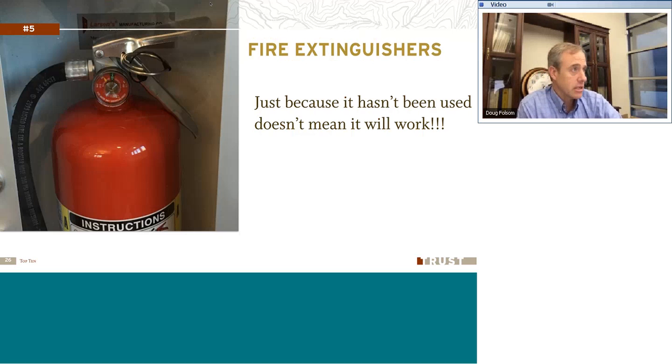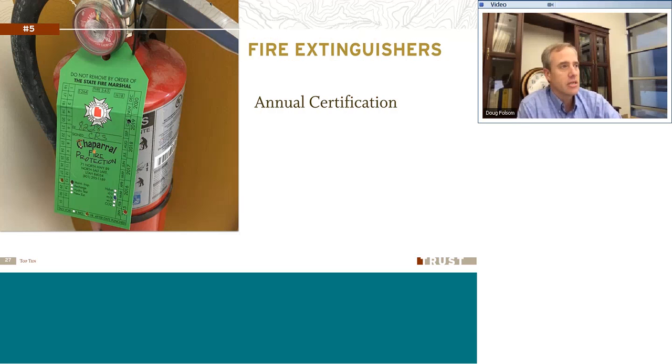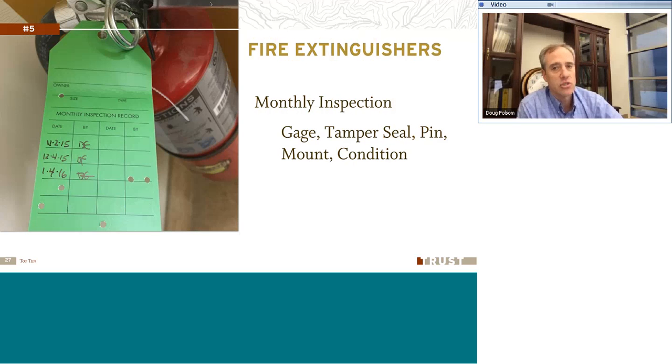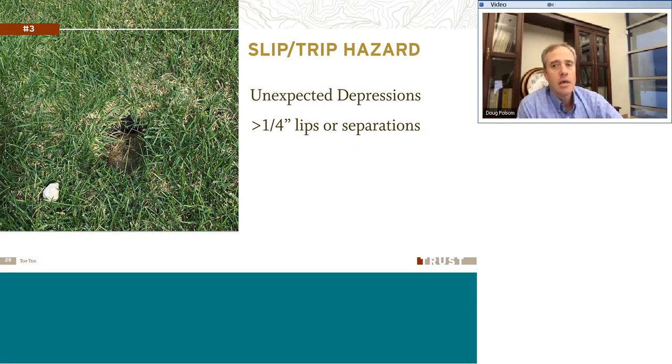As you can see, this fire extinguisher has its pin and seal in place, but you can tell that the gauge is reading a recharge level there. So just because it hasn't been used doesn't mean it's ready to be used. We need to make sure that our inspections are up to date, not just annual inspections, but monthly inspections that we do ourselves as well, to make sure those seals are in place, the gauges are reading full, there's no obvious damage to those fire extinguishers, and that they're appropriately mounted and in an accessible location. Other things that we see real common are unexpected depressions or trip hazards.